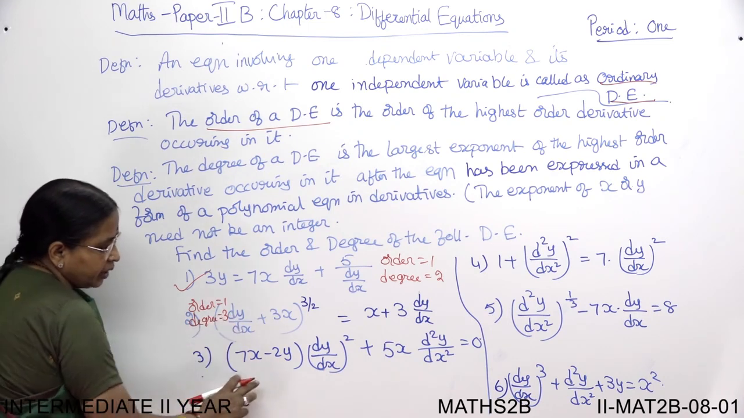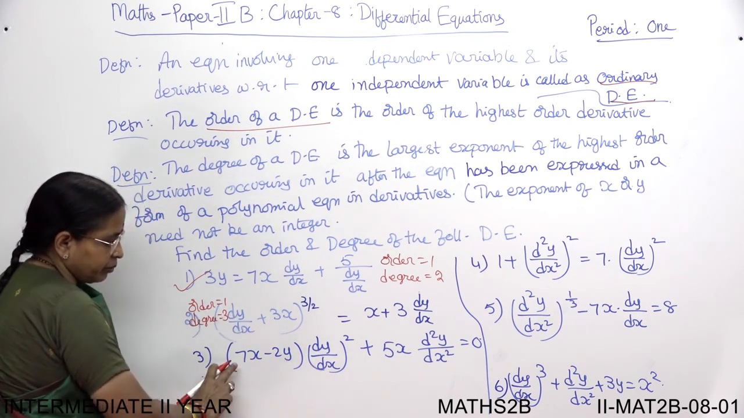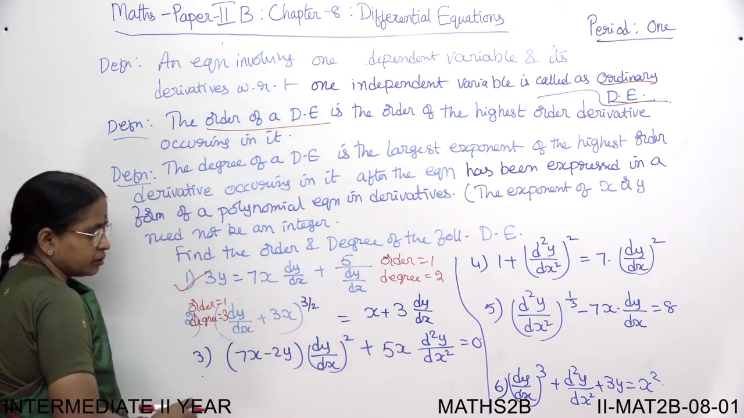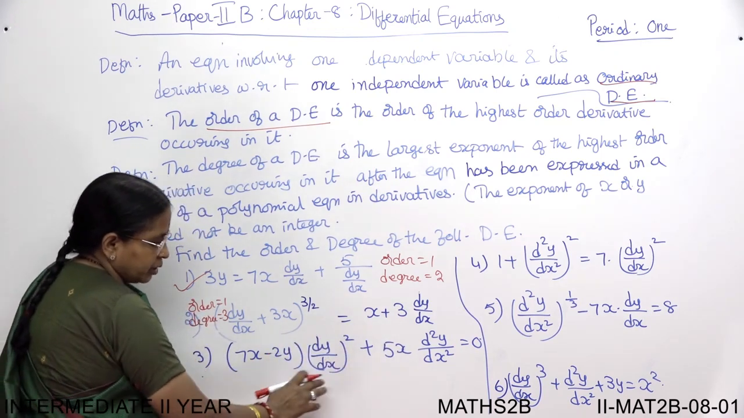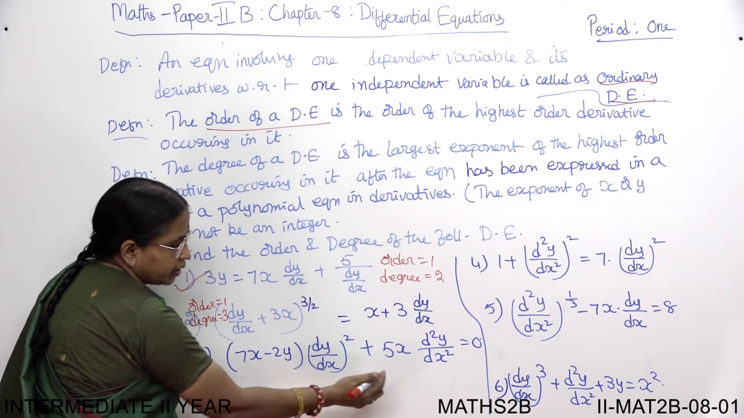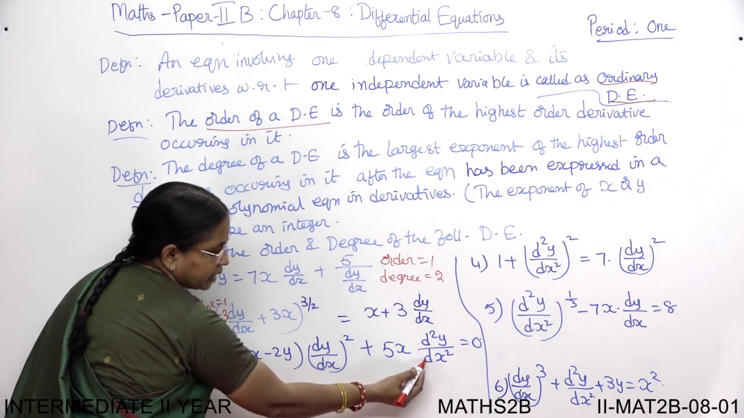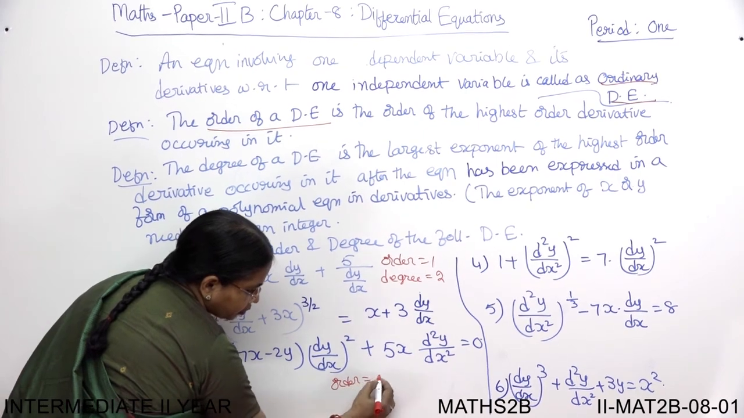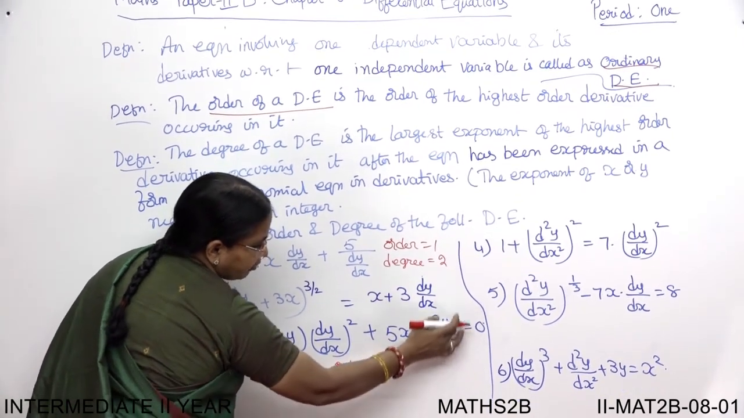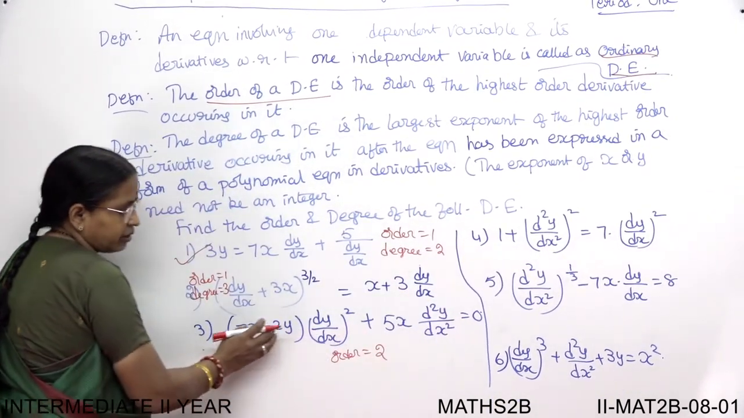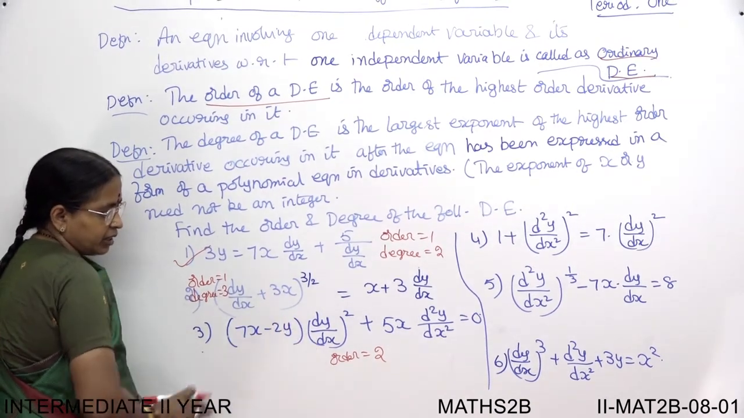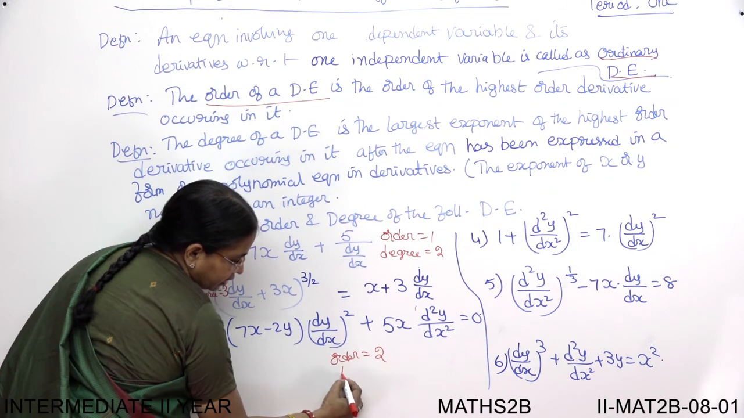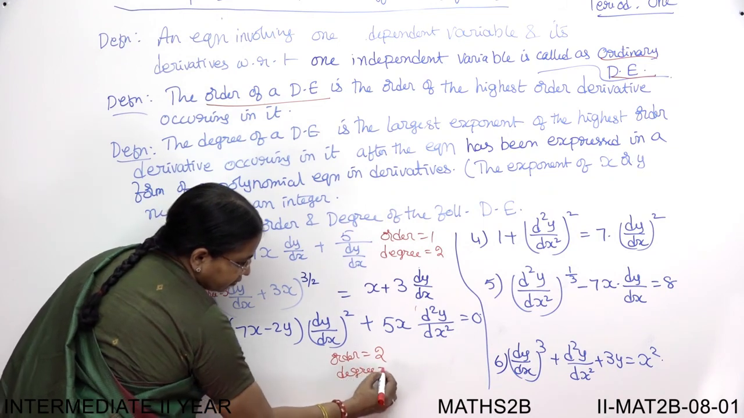Now, in this case, it is a direct problem. You don't have any fractional powers, they are all integers only. So what is the highest order derivative? d square y by dx square. So the order is 2. Now, what is the highest power of it? There is only one term, d square y by dx square, we don't have anywhere else. So the power is 1, so the degree of this is 1.